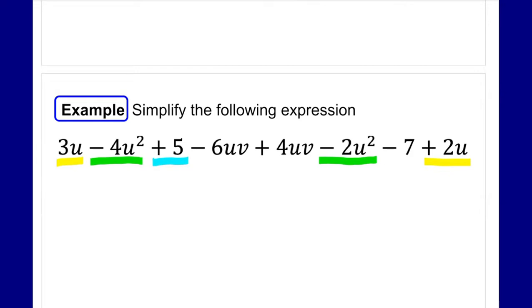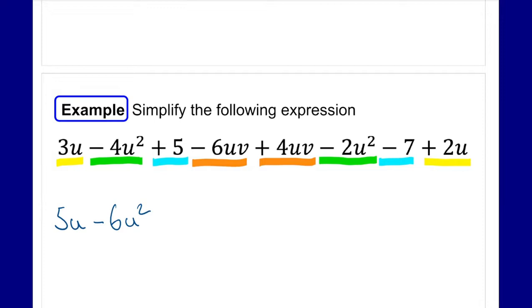Positive 5, negative 7. They both don't have letters, so they're like terms. Negative 6uv and 4uv. Those are like terms. They both have a u and a v variable. Now that I've found my like terms, we're going to go through and we're going to collect them. So let's start with 3u. 3u plus 2u is 5u. Negative 4u squared minus 2u squared is minus 6u squared, or negative 6u squared.